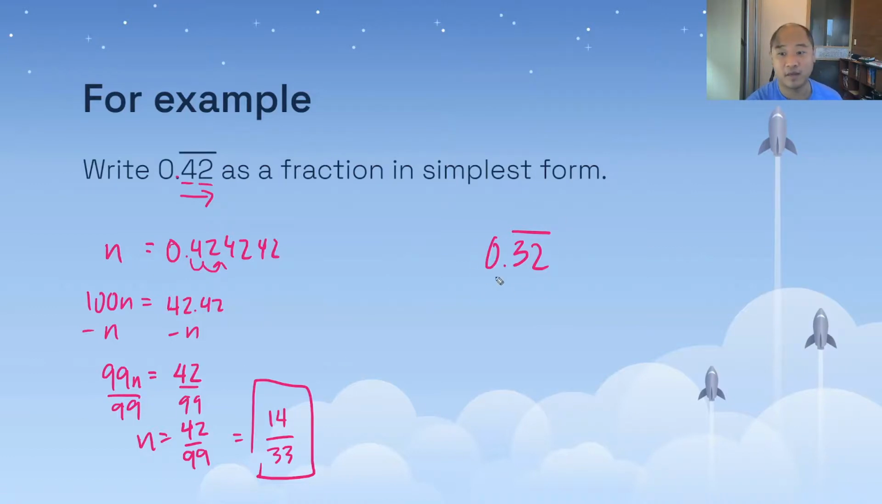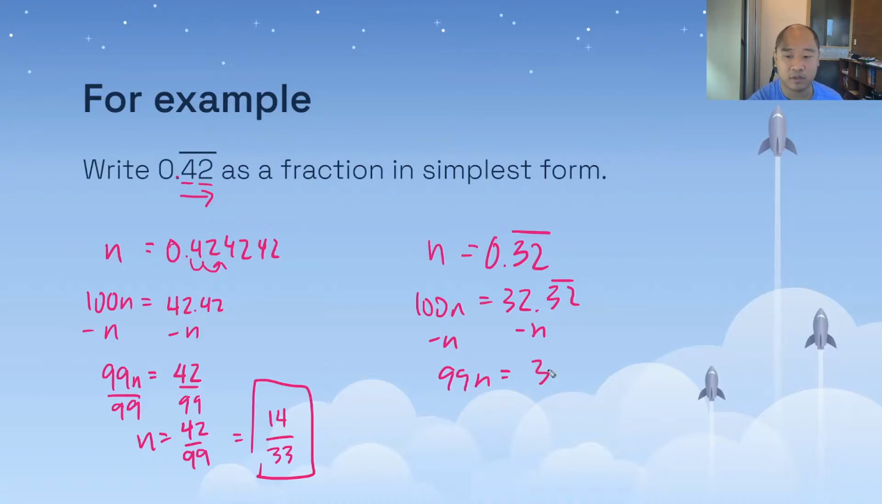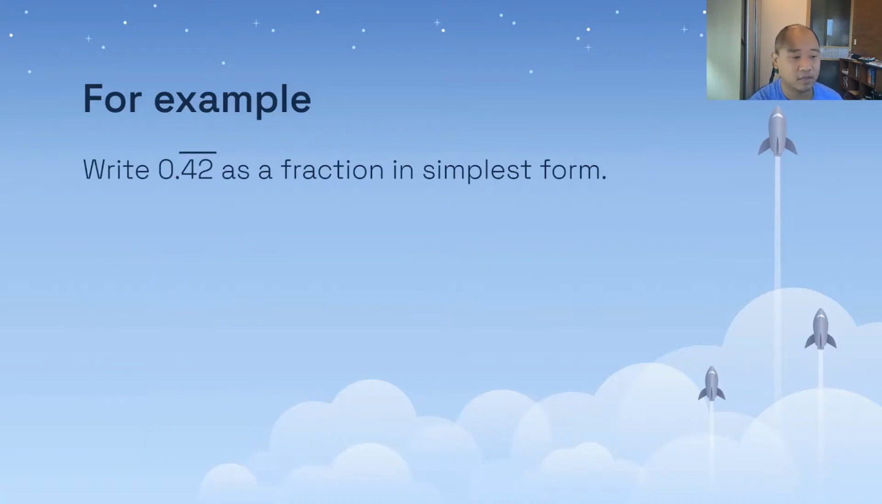And we're back. Okay, so 0.32 repeating equals n. Multiply both sides by 100, 32.32 repeating, subtract n from both sides, 99n equals 32, divide both sides by 99, n equals 32 over 99. Does this reduce? I don't think so. I think this is simplified. All right, good job.